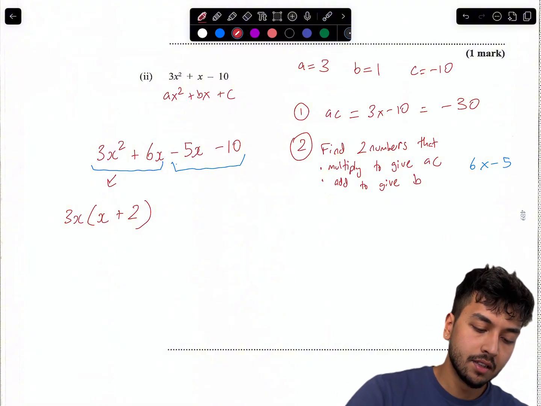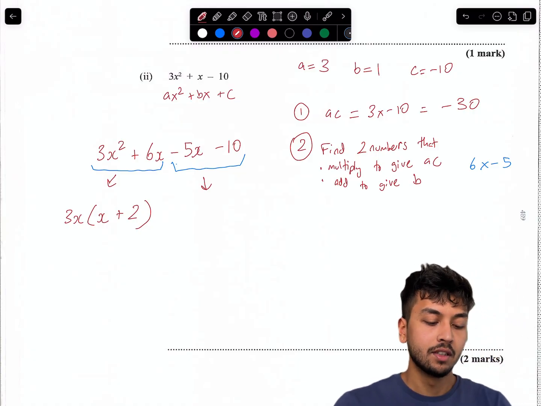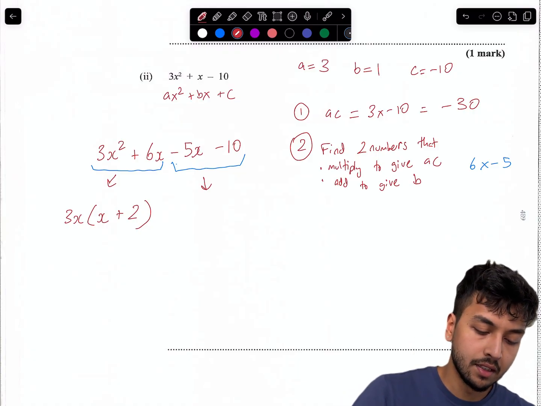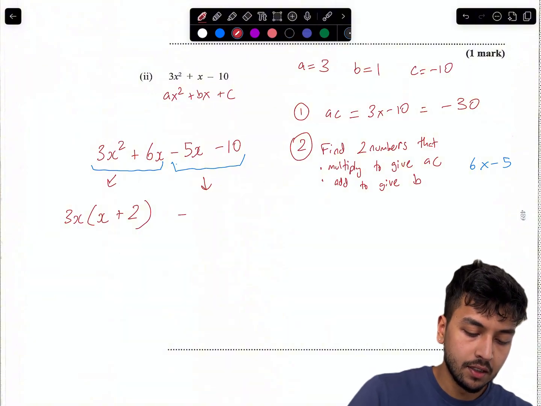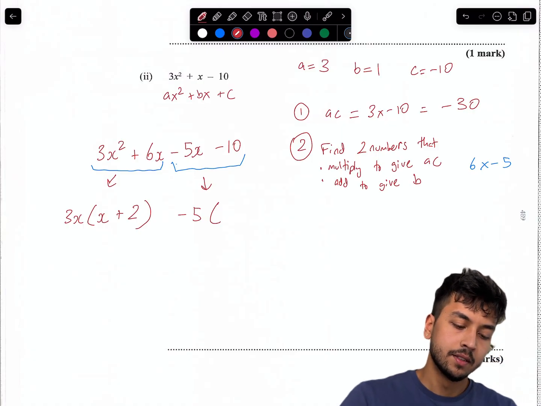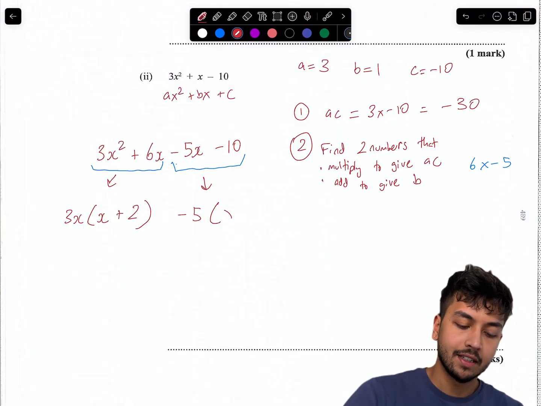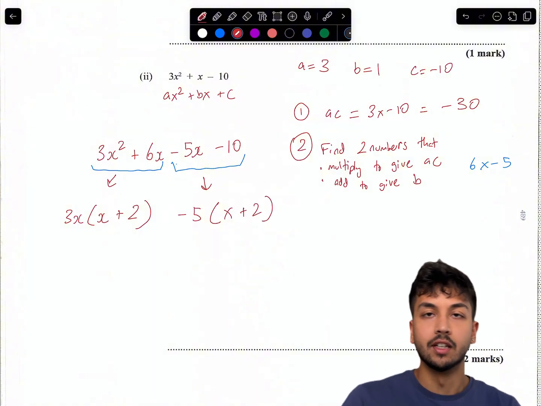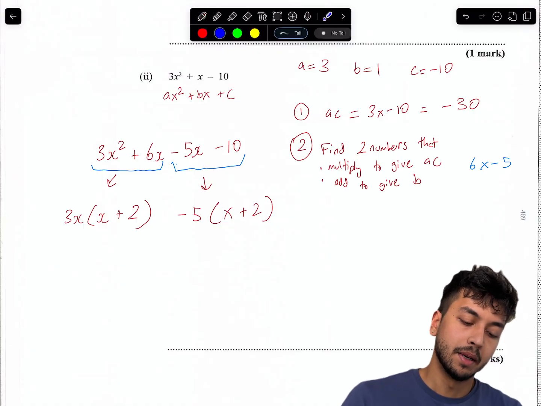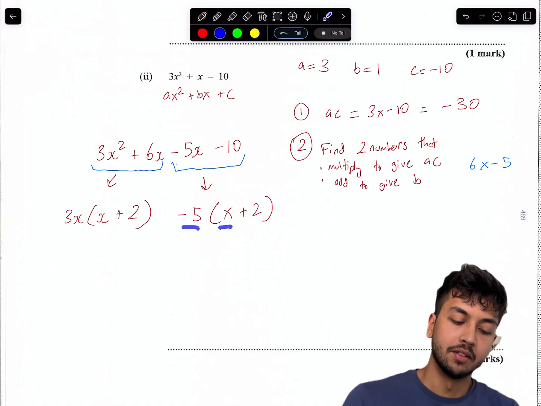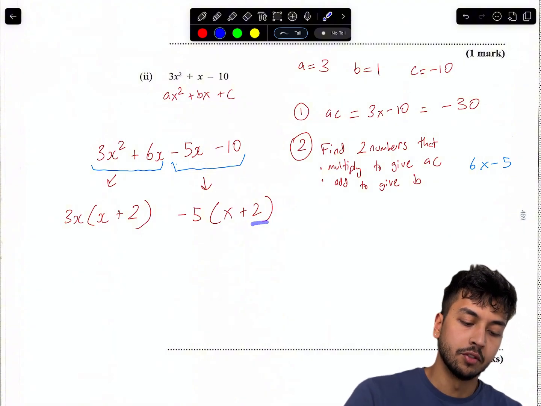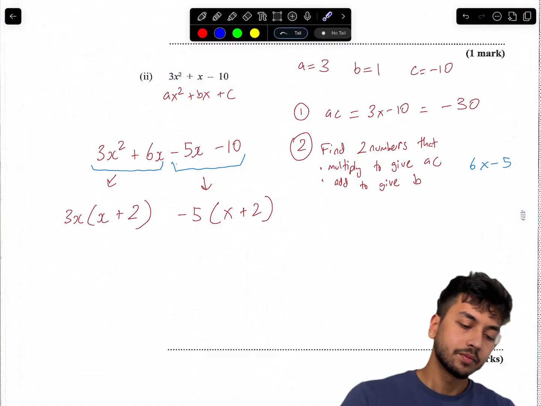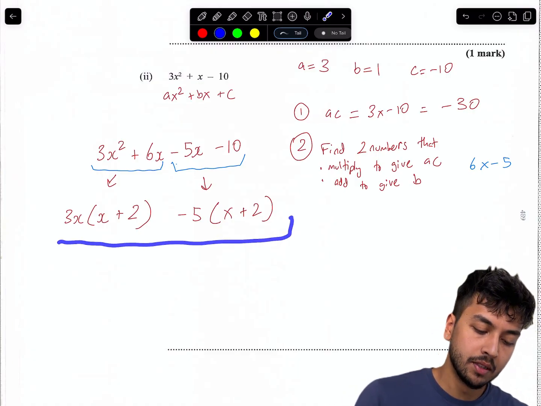For the second bit, we could pull out minus 5, which is common to both. Minus 5 into, if you take minus 5 out of here, you get x, and if you take minus 5 out of this one, you get 2. You could double check again by multiplying it back out. Minus 5 times x gives you minus 5x, and minus 5 times 2 gives you minus 10.